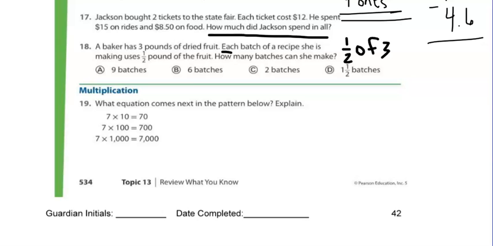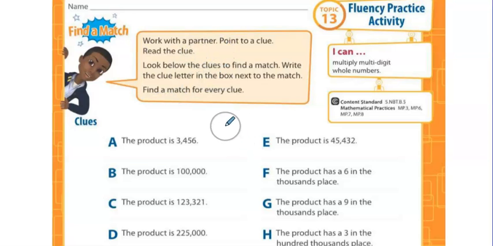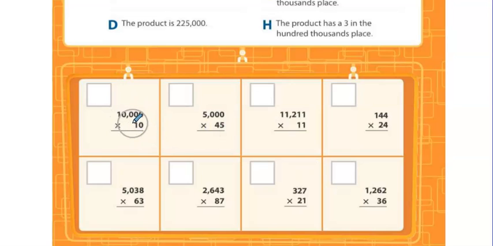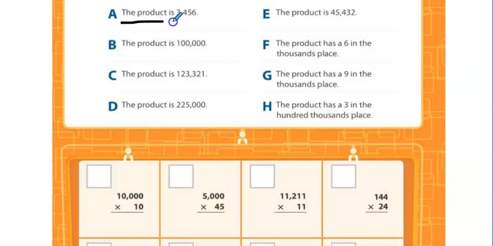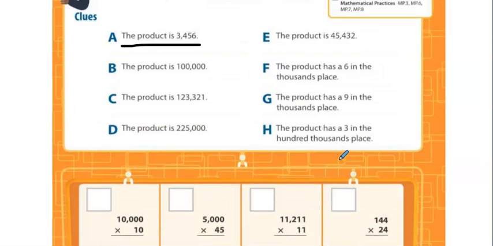On the next page, you have a fun fluency practice activity that you can either do on your own or with a partner. Basically, you're going to look at these problems, solve these problems, and then match the written form description to the multiplication problem. So on G, it says the product has a 9 in the thousands place. So looking down below, whichever one of these problems has a 9 in the thousands place, you would put a G in that little box.